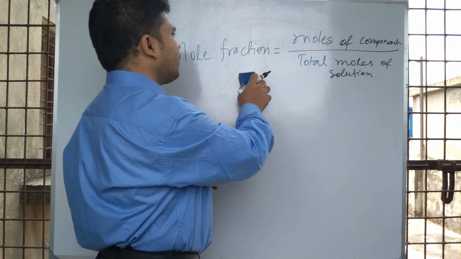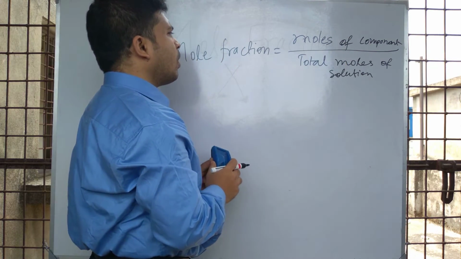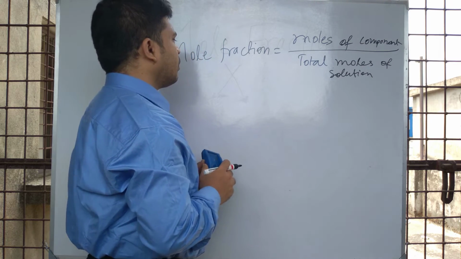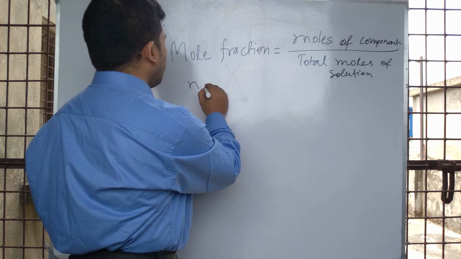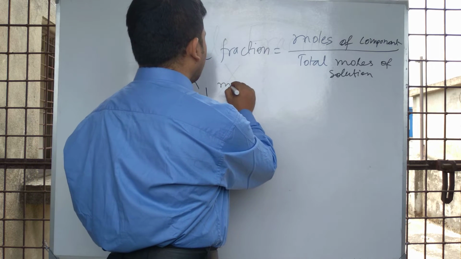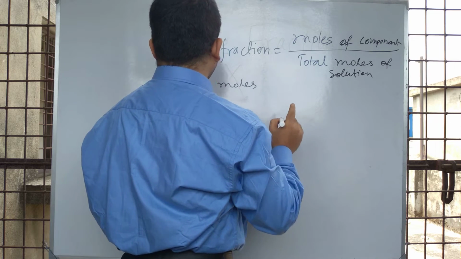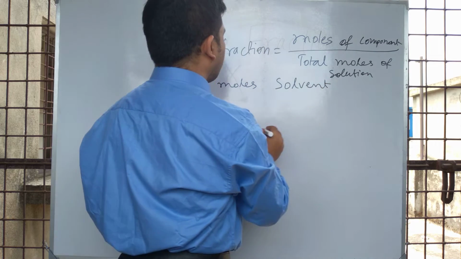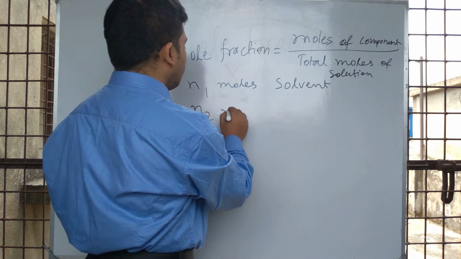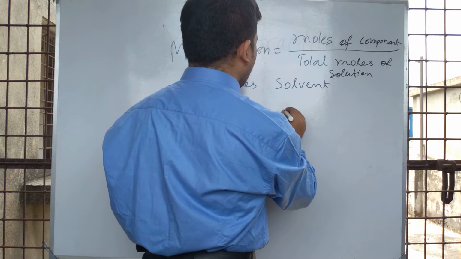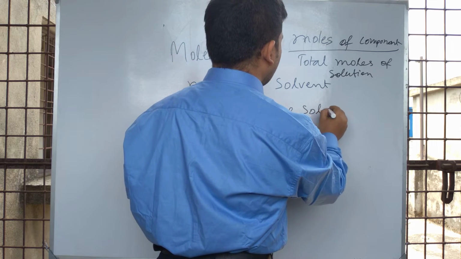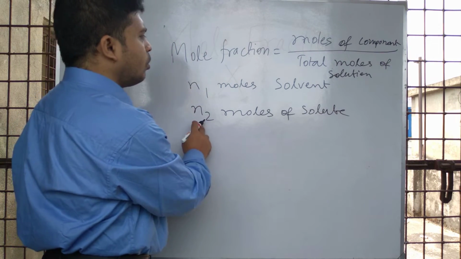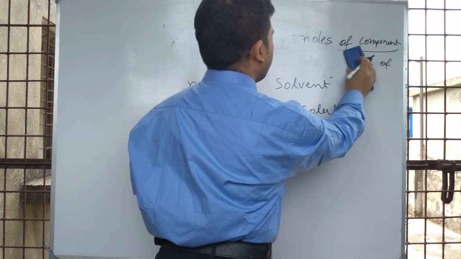Mole fraction is defined as the number of moles of a particular component divided by total moles of the solution. It is a ratio. For example, n1 moles of solvent mixed with n2 moles of solute.